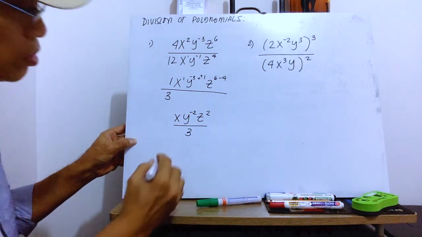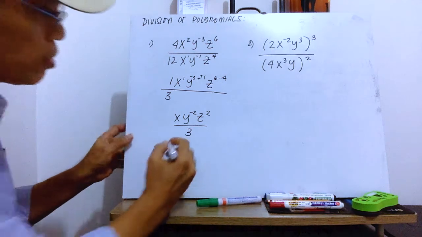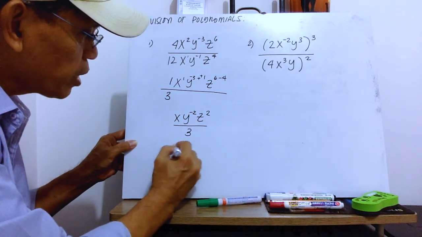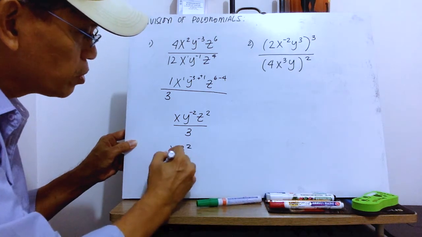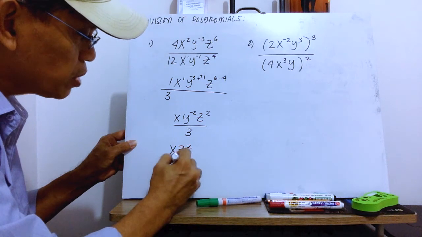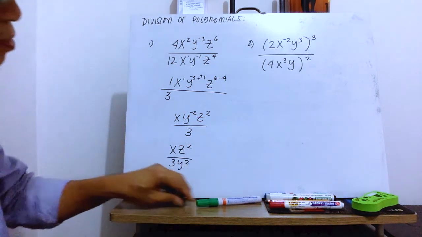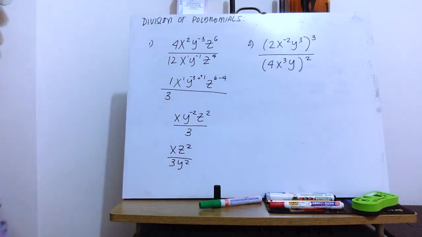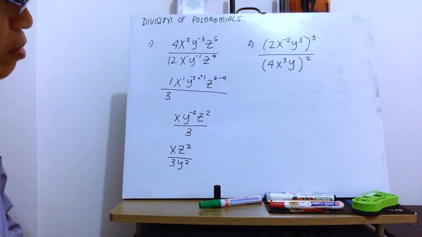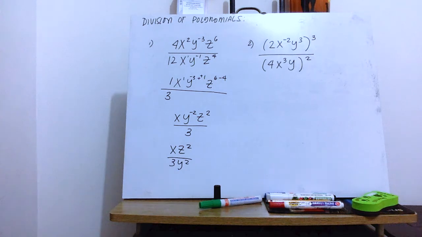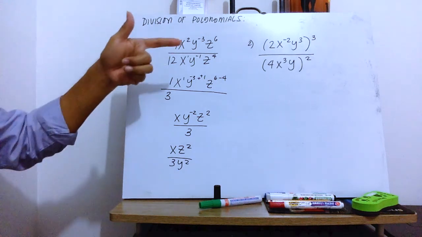Okay? So let's simplify this. So the final answer should be x z squared over 3y squared. Okay? Make your exponents positive as much as possible. Okay, there. So easy. Okay, let's go to the next one.